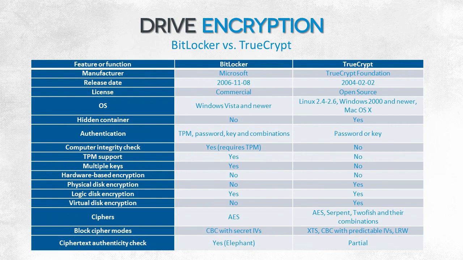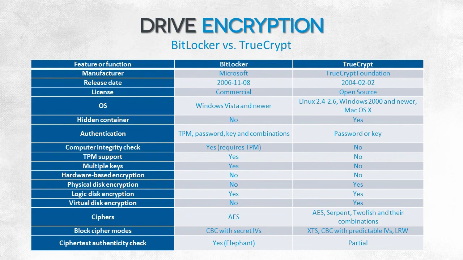It does, however, allow authenticating the user by using a password, key, TPM module, or any of their combinations. In TrueCrypt, we only have a password or a key. For the same reason, BitLocker supports checking the integrity of the computer, and TrueCrypt does not. BitLocker also allows for the generation of extra keys for administrative reasons.